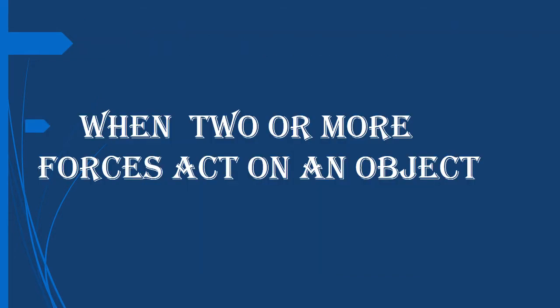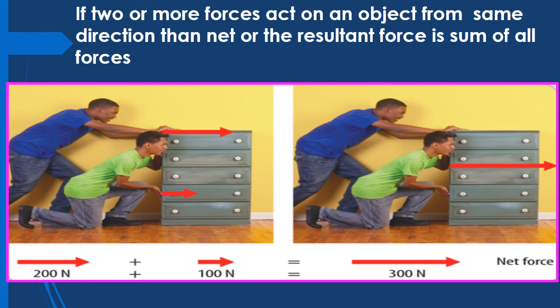Now when two or more forces act on an object, what happens? Let's see. If two or more forces act on an object from the same direction, then the net or resultant force is the sum of all forces. Children, if you observe the picture, in the first part you can see that two people are trying to push the object. The one with the blue t-shirt is applying a force of 200 Newton, while the one with the green is applying a force of 100 Newton, and both are applying it in the same direction.